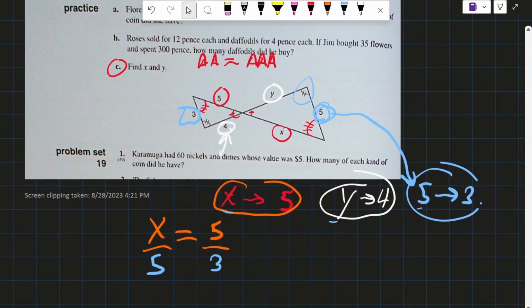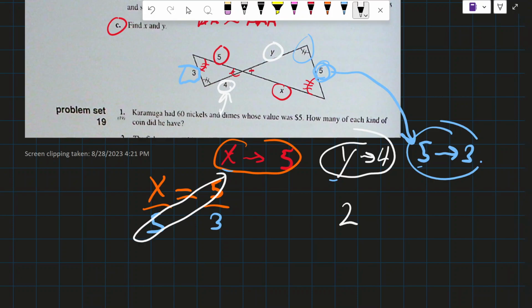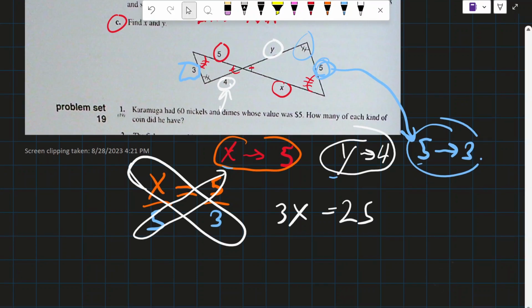So now we can do what? We could just cross multiply, right? So we have 5 times 5 is 25. And then when I cross multiply this guy, I get 3 times x. So you could just divide that out and get 8 and 1/3.